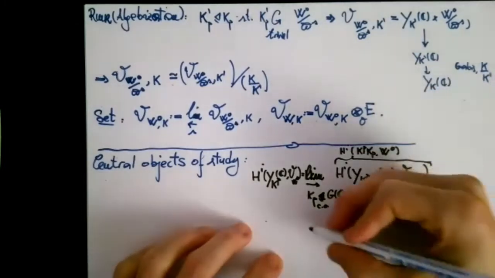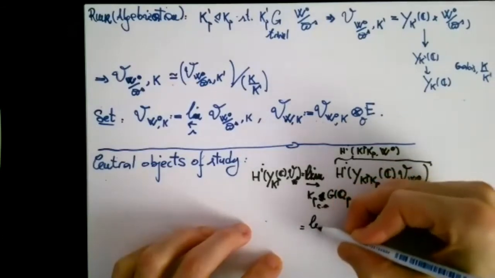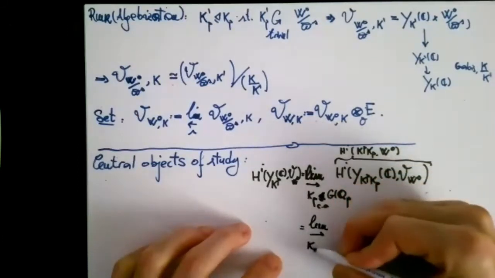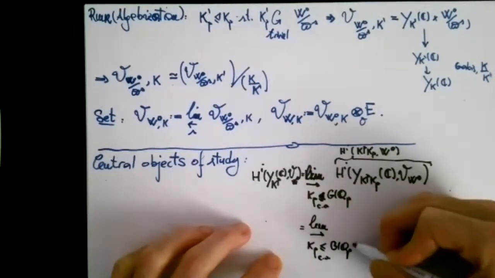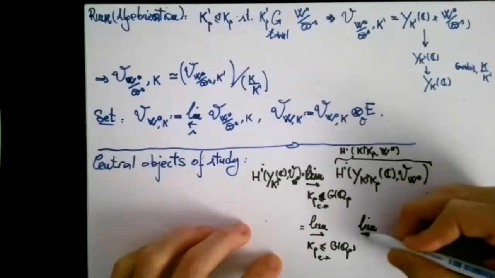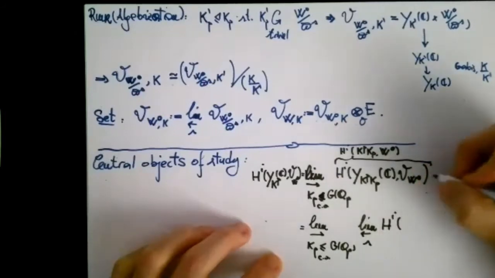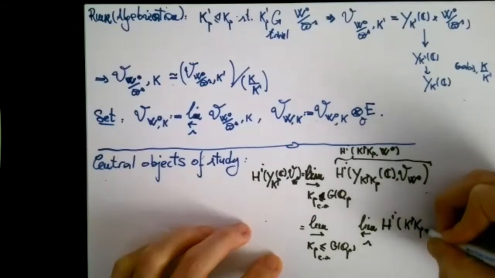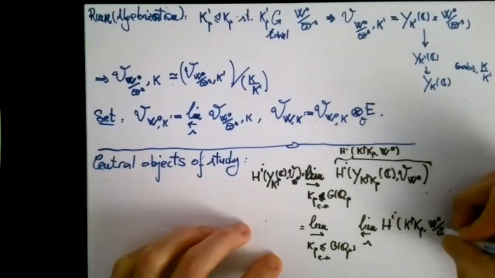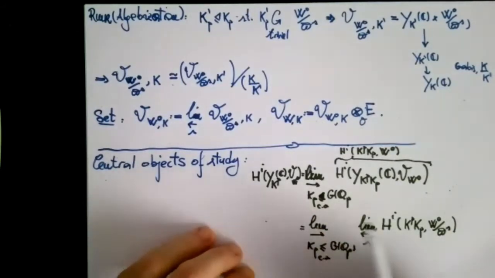And this is also equal to the limit, again, over Kp, compact open of GQP of the limit over S of the analogous object, but with torsion coefficient. So here we have K upper P, K lower P, W naught, omega S.